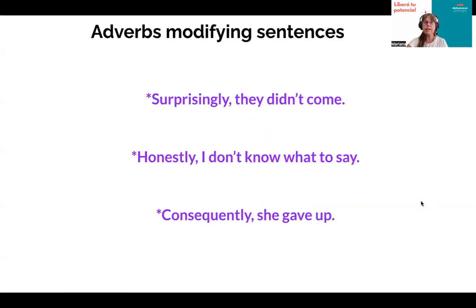Now let's have a look at adverbs modifying whole ideas, and they go at the very beginning. Say, surprisingly, they didn't come. This surprisingly is not modifying only the come, it's modifying the whole phrase. Honestly, I don't know what to say. Same as before. Consequently, she gave up. So these ideas are being modified by an adverb that comes at the very beginning.